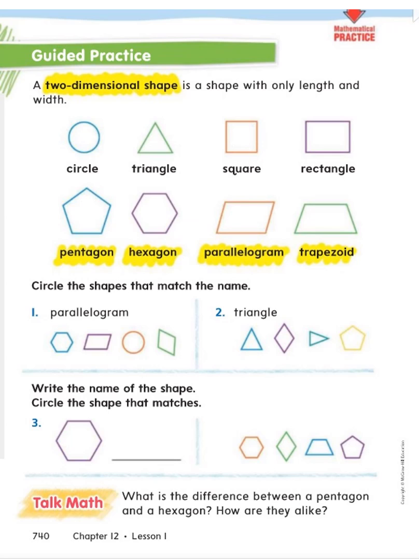All right, so it says circle the shapes that match the name. You don't have the paper in front of you. That's okay. Look at number 1. The parallelogram. Which one of these is it? And it might be more than one. We've got 4 shapes there. Look at the triangle, number 2. Which ones there are triangles? Number 3. Write the name of the shape and circle the shape that matches. Number 3, what shape is that? Hopefully you've matched it to the shapes above. And I'm going to show you the answers.